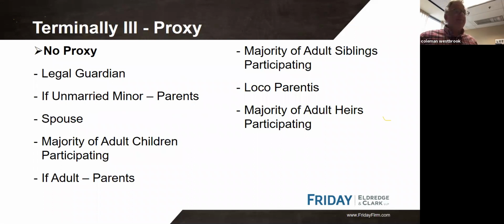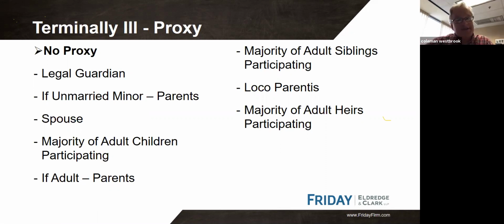If you don't name somebody, and that's really the important reason why you should do powers of attorney for financial and powers of attorney for healthcare and living wills, is because you get to name who your decision makers are. And you can have a first choice, a second choice, a third choice. You can have a team of people. And so that gives you the ability to handpick who you want to make decisions when you can't.